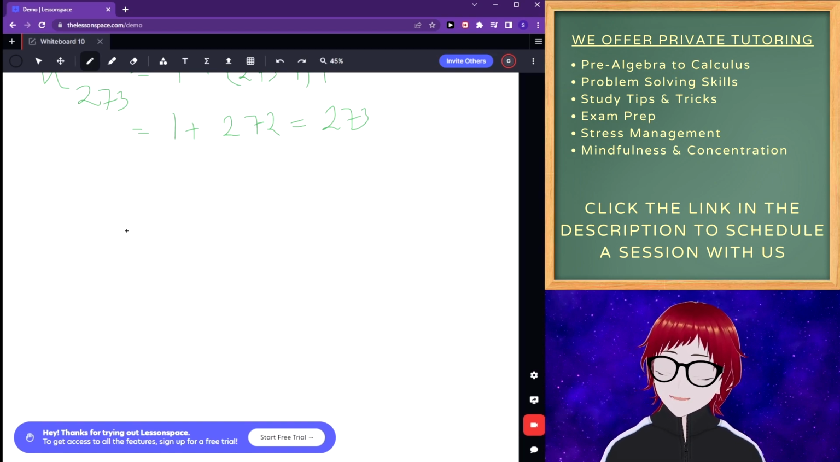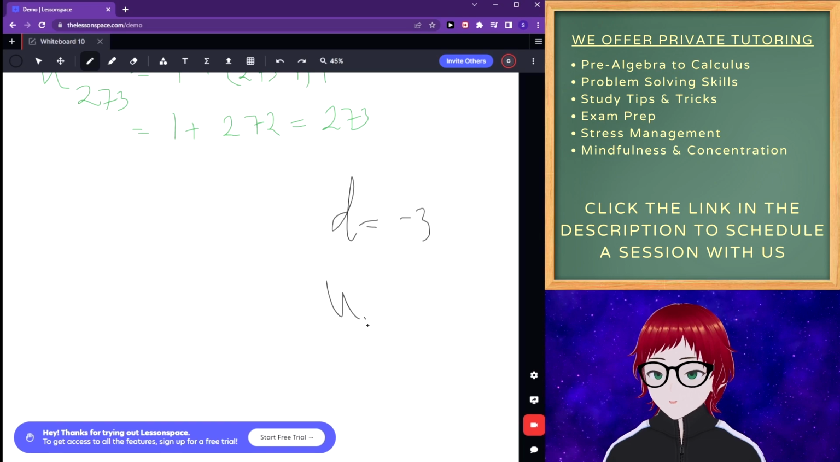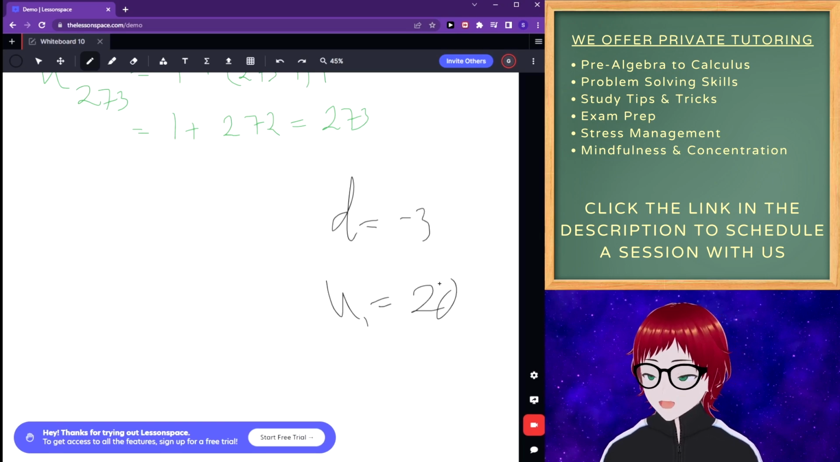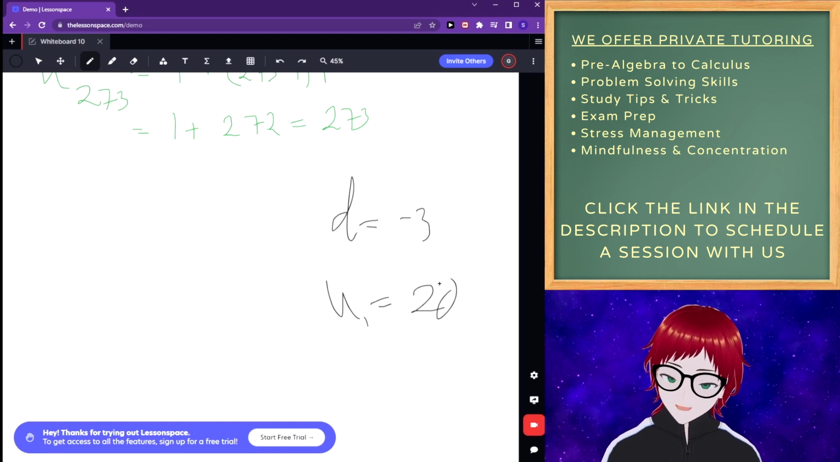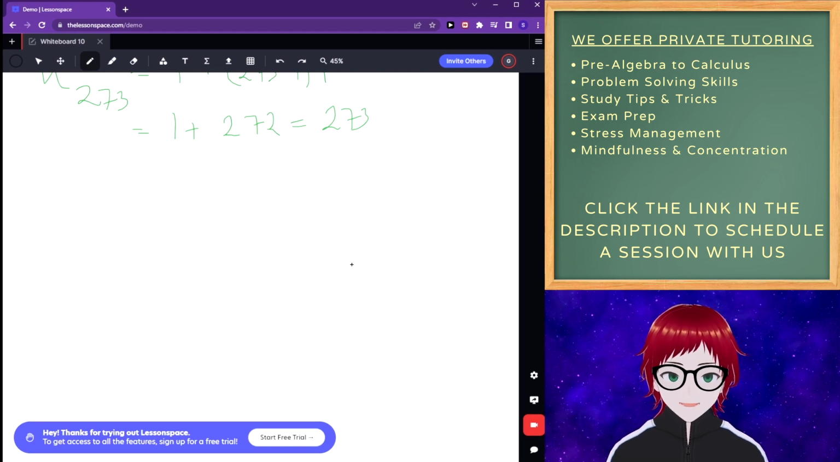Your constant difference d doesn't have to be a positive number. D could be equal to -3, for instance. And then u1 could be equal to, I don't know, 20. These could be anything, as long as it's an arithmetic sequence. Okay, but let's talk about the geometric sequence.